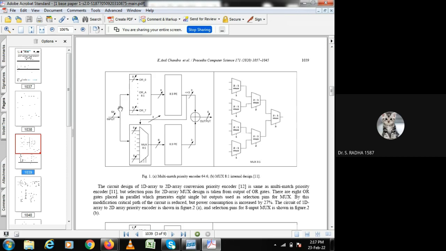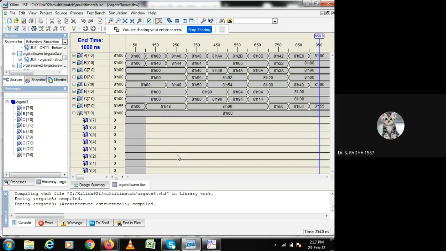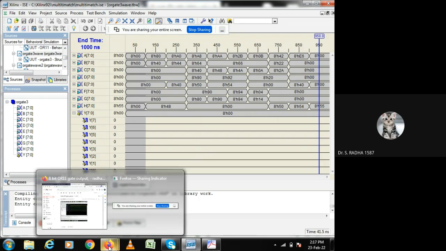So totally 64 bits input should be given. So here 8 bits, next one 8 bits, next one 8 bits, like that 64 bits input should be given. We have 64 bits here, 0 to 7, 0 to 7, like that totally 64 bits are available. And Y is the output. You can see nothing is there presently in the output.